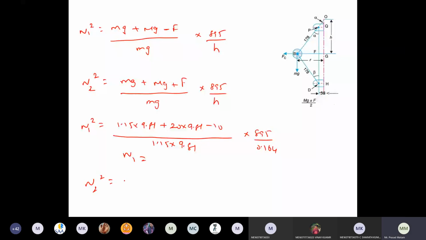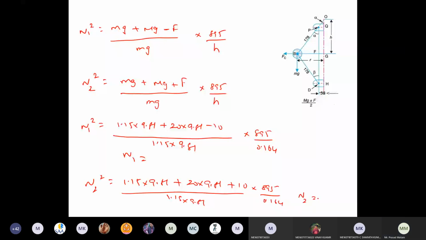Similarly, for n2 square the equation is the same: 1.15 into 9.81 plus 20 into 9.81 plus 10 by 1.15 into 9.81 into 895 by 0.164. So from this, let us get the n2 value. Can anyone tell me what is the n1 value? Someone has given it: 309 RPM. Right, good. What is the n2 value? 324.